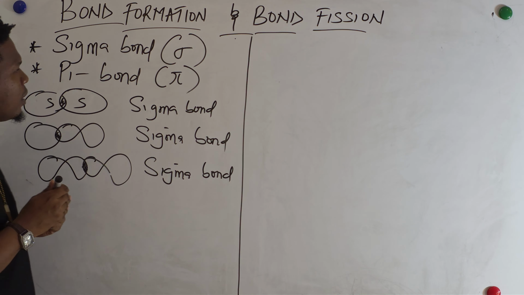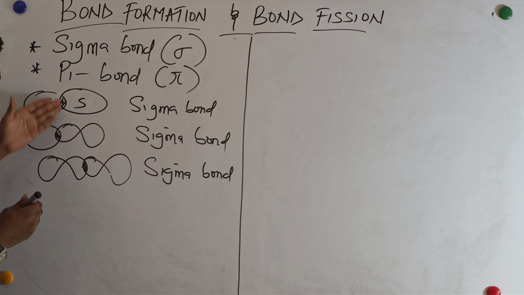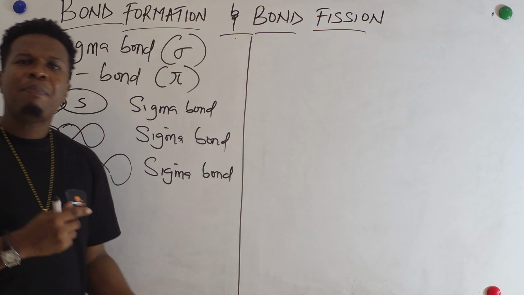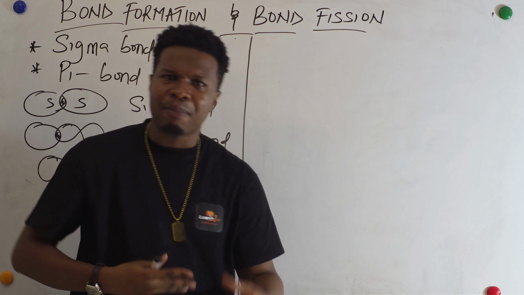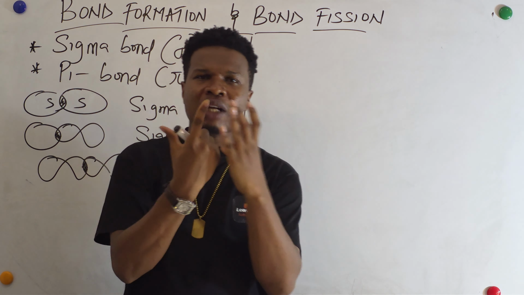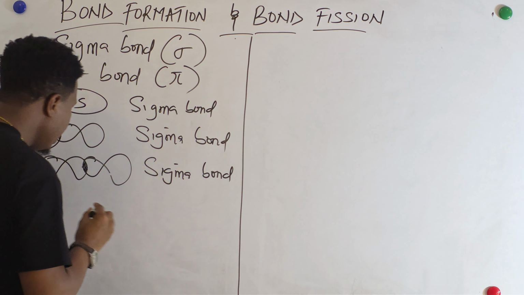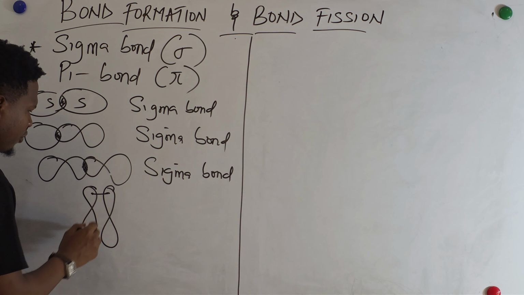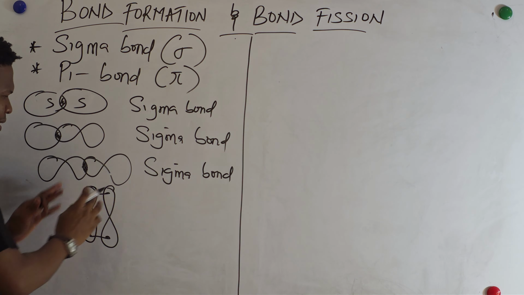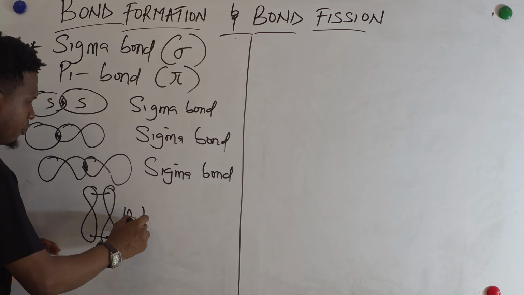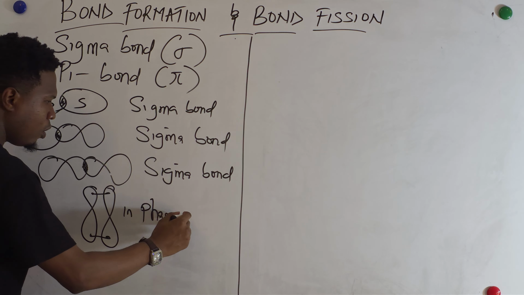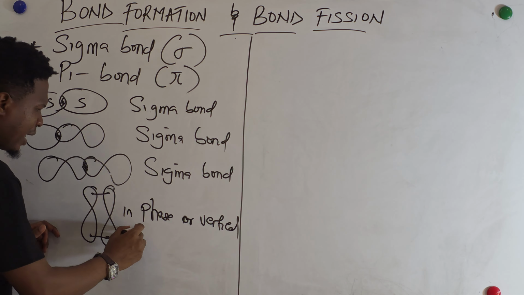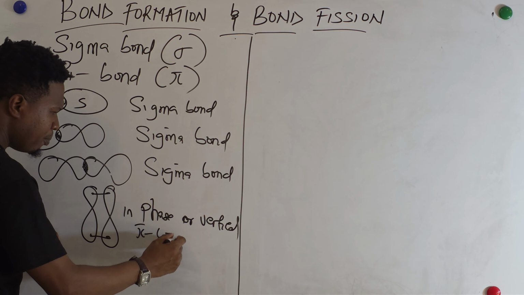Now, since sigma bonds are formed between this and this, how do we get the pi bond? The pi bond is not actually an overlap. It's actually a kind of force of attraction experienced between two p orbitals in phase. Two p orbitals in phase. Okay? So this is in phase. Or you can use the word vertical, or you can say they are vertical. So this bond experienced here is what we call the pi bond.